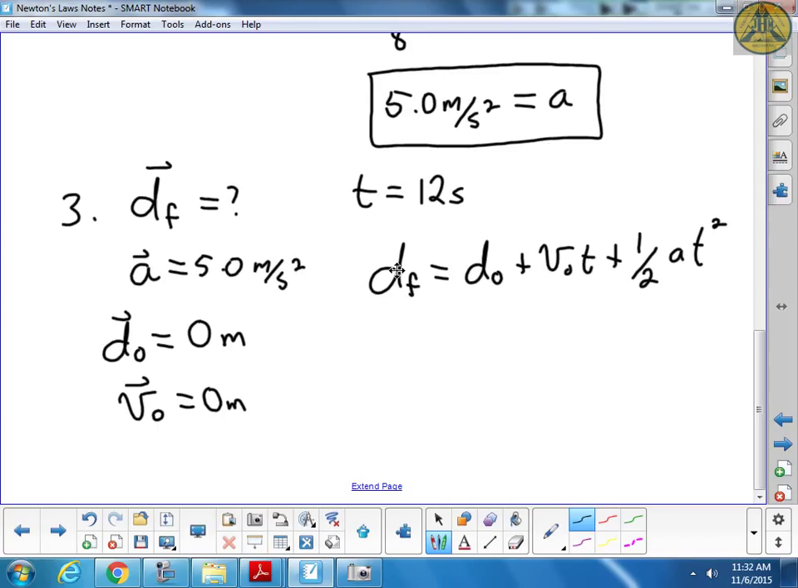So all you end up doing is half of 5, which is 2.5. 12 squared is 144. Multiply the two of them together, and it's around 343 meters. So if you want to keep moving for 12 seconds, you need 343 meters of distance in front of you to keep applying this force.